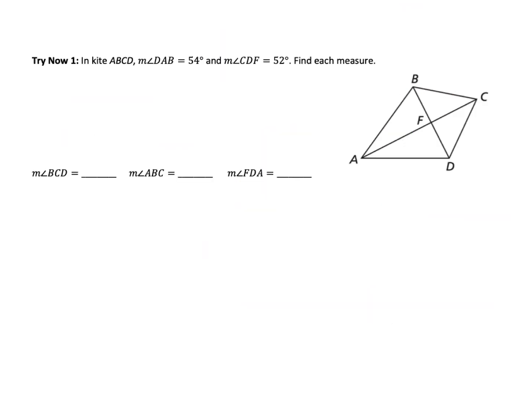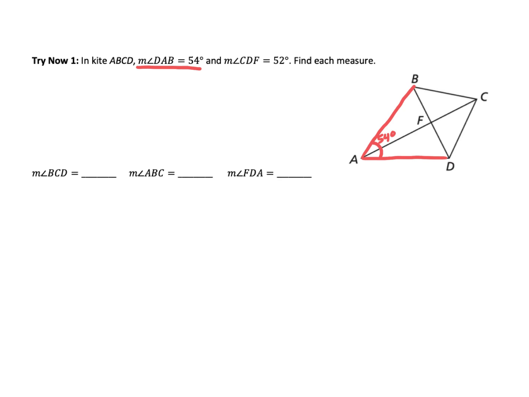Now let's look at the try now example. If you'd like to try this problem on your own, you can definitely pause the video. If you'd like to go through it with me, keep the video playing and we'll talk through it right now. First, we're given that in kite ABCD, the measure of angle DAB is 54 degrees. So DAB is this big angle right here. Okay, D to A to B, and that is 54 degrees.